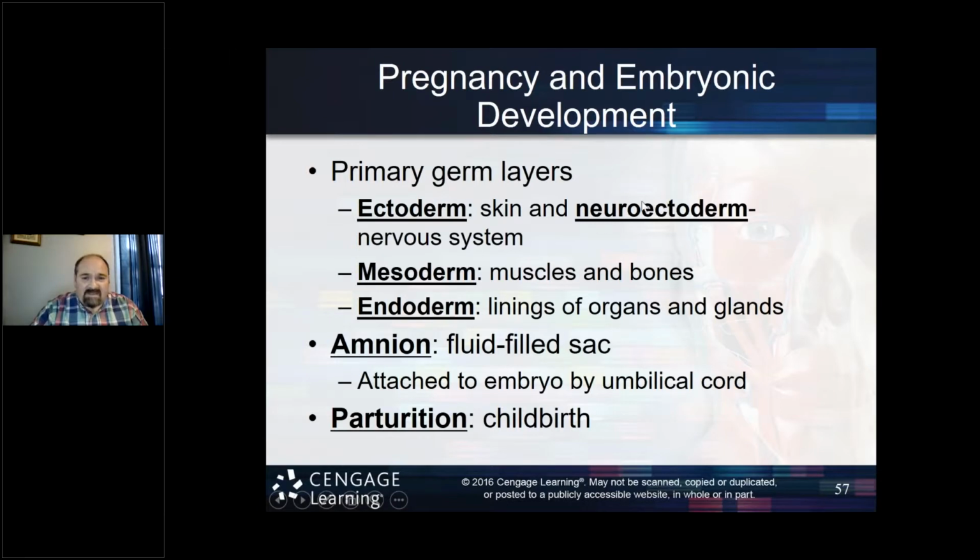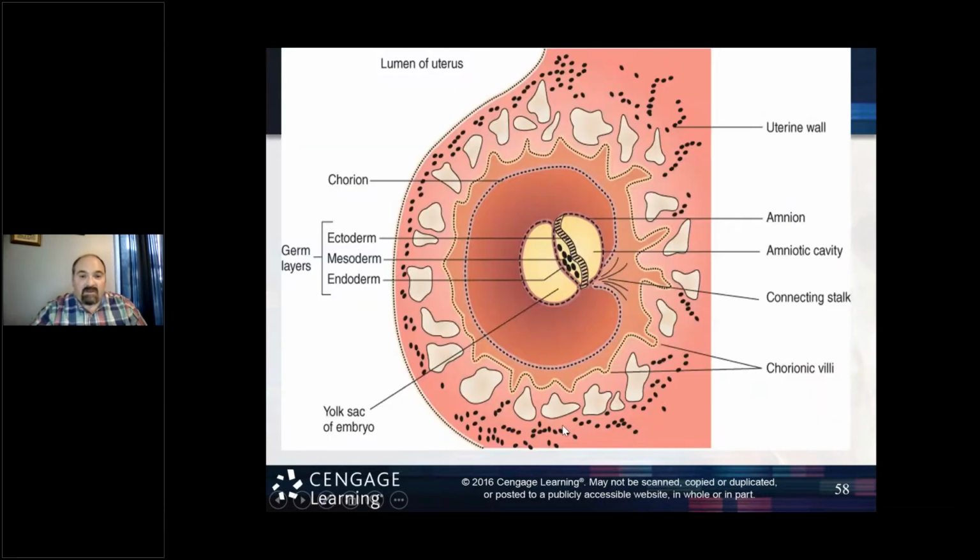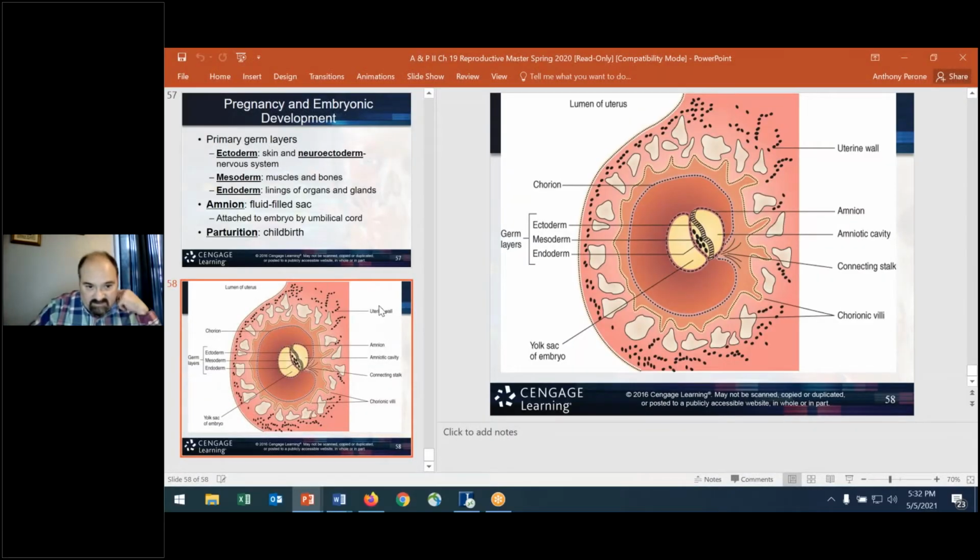know that it's the ectoderm that contains the nervous system development, as far as the germ layers of the embryo are concerned. Mesoderm for the muscles and bones, and the endoderm, this would be the lining of the organs and the glands. The amnion contains the fluid-filled sac. The amniotic fluid is present within, attached to the embryo by the umbilical cord, protecting and covering the maturing baby. You'll see here the term parturition. This is a term that we use for childbirth. I'd like to show you something.